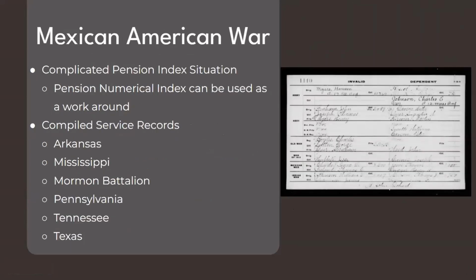The Mexican-American War, we're going to talk about this for a little while because it's complicated. There is a rather complicated pension index situation, which we'll get into because there is a workaround with the pension numerical index. And they're also compiled service records, but not for every state. They have it for Arkansas, Mississippi, the Mormon Battalion, Pennsylvania, Tennessee, and Texas. So we're going to use this one as an example of how to do this workaround that I was talking about. This is one of those less intuitive things I mentioned about Fold3 earlier.